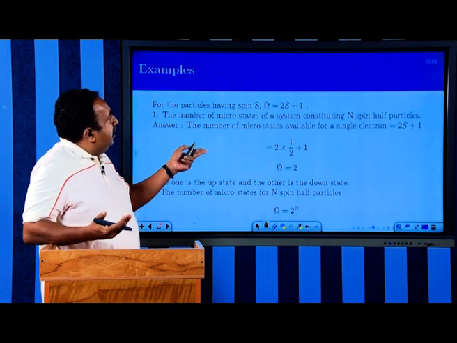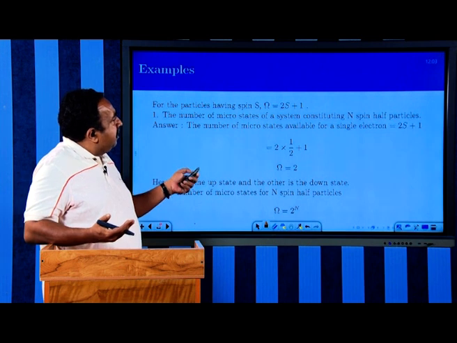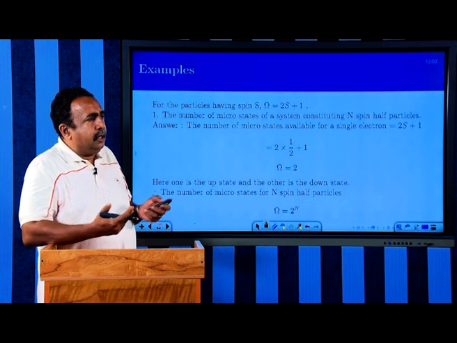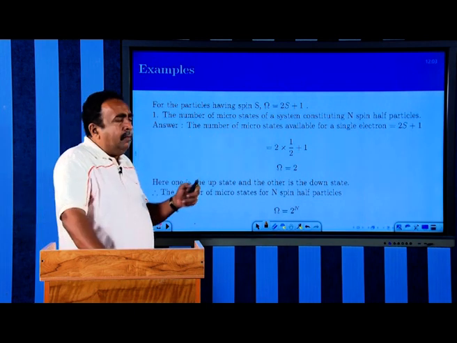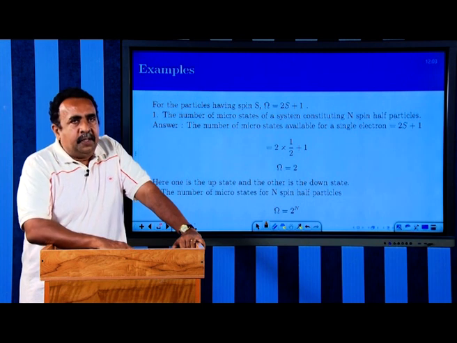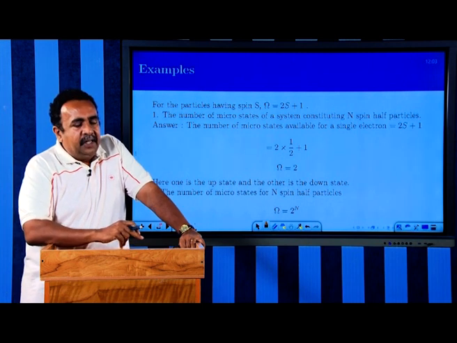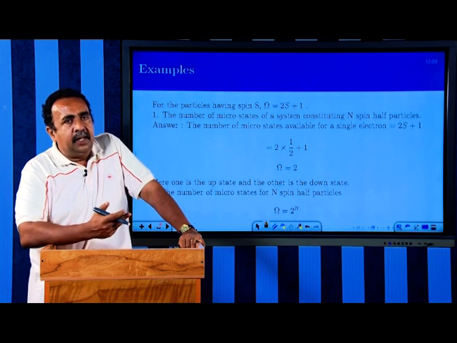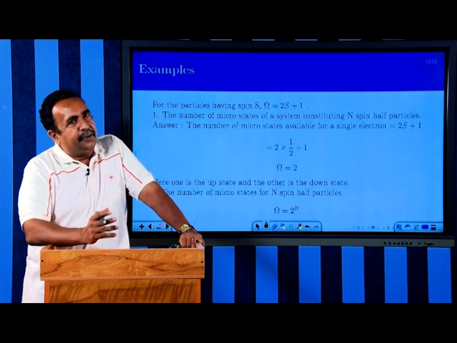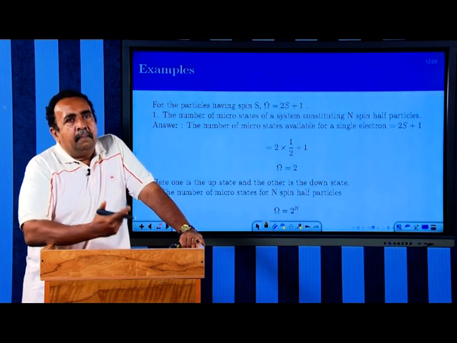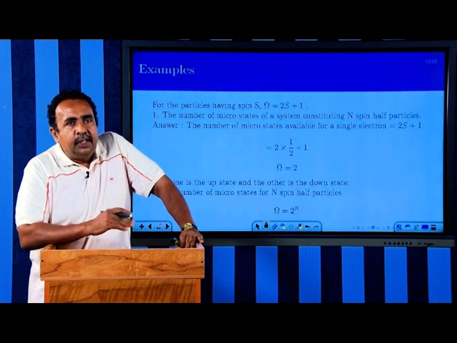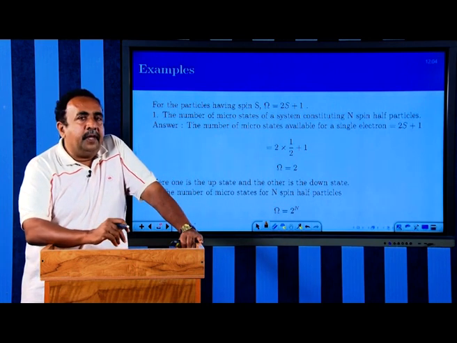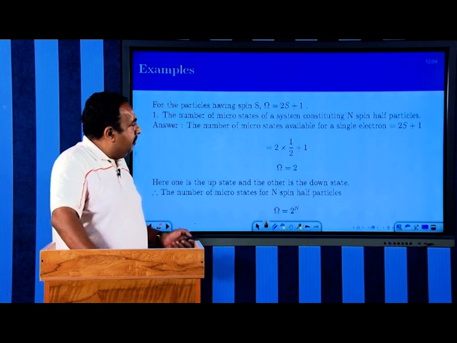I told you earlier that omega for an electron will be equal to 2. You can find that using the equation also. If the spin is given, omega will be equal to 2s plus 1, where spin for the electron is half. Therefore, 2 into half is 1, plus 1 is 2. If spin is equal to 1, for example a photon, 2 into 1 plus 1 will give you 3. Therefore, omega for a photon will be equal to 3.